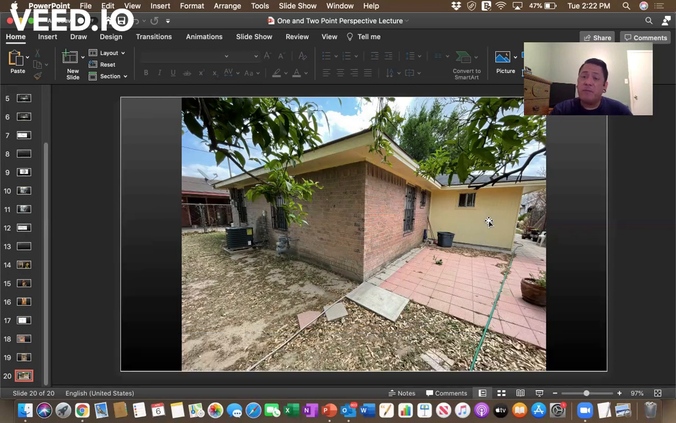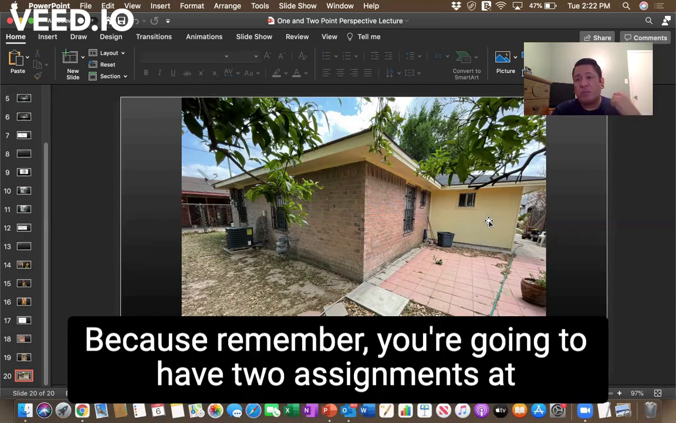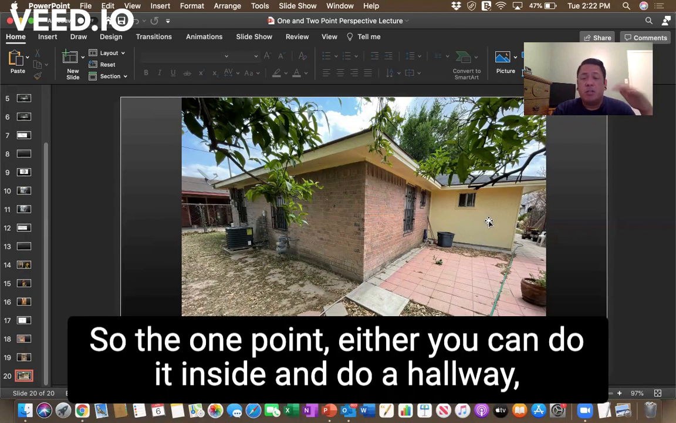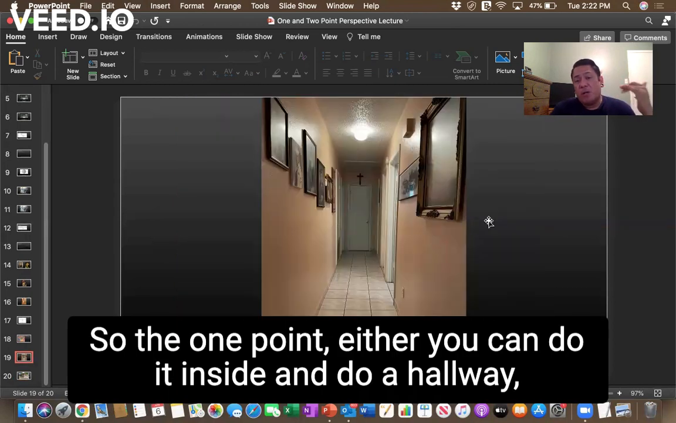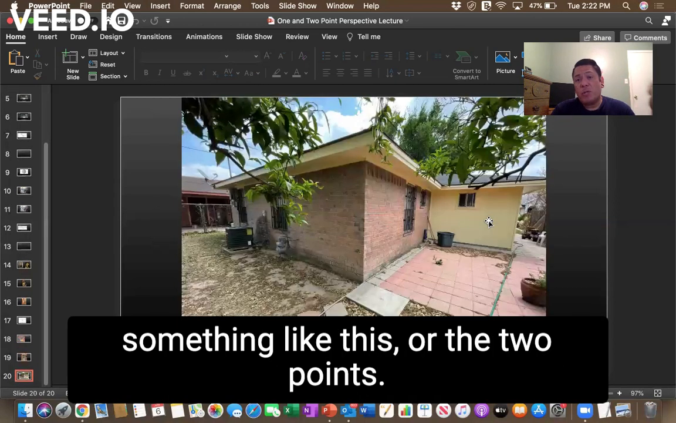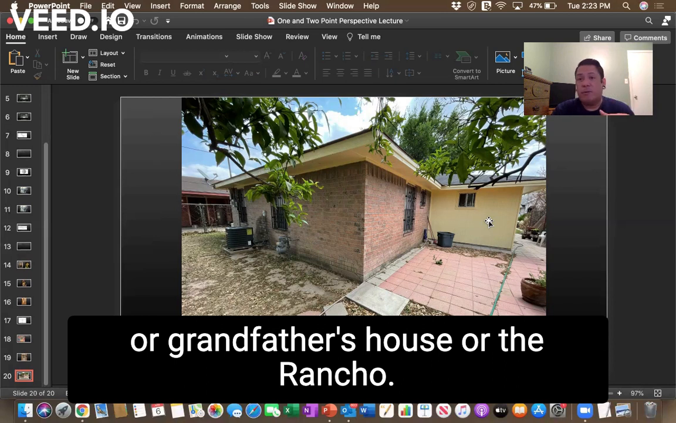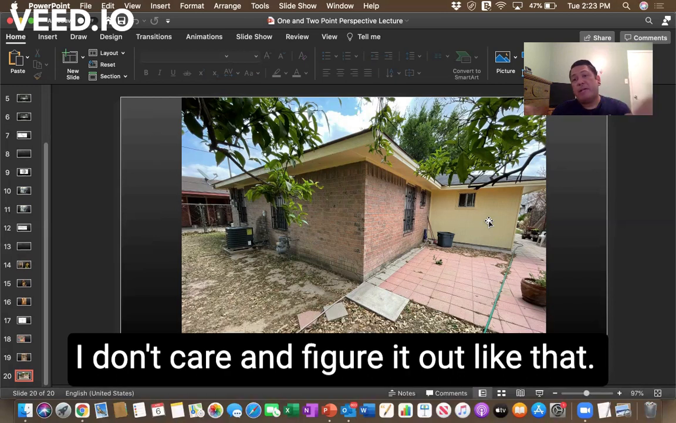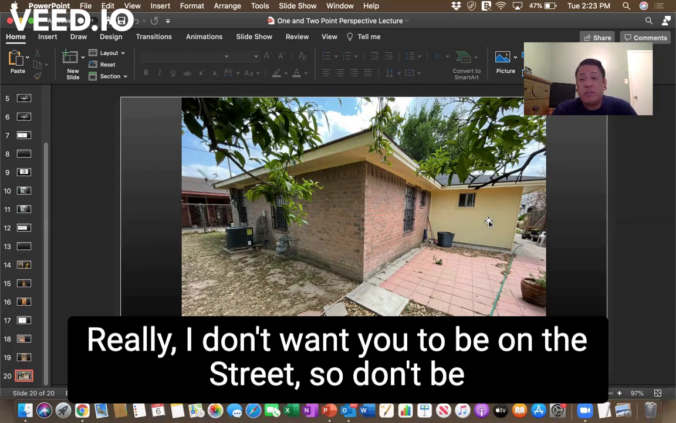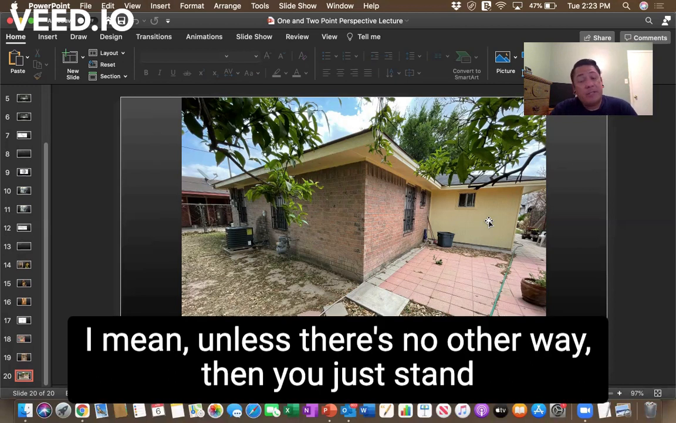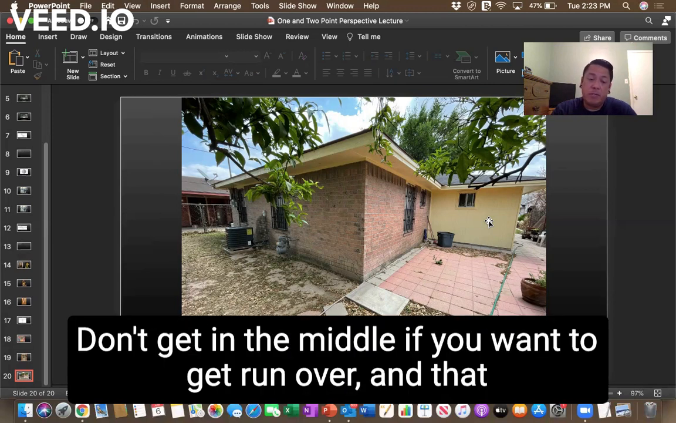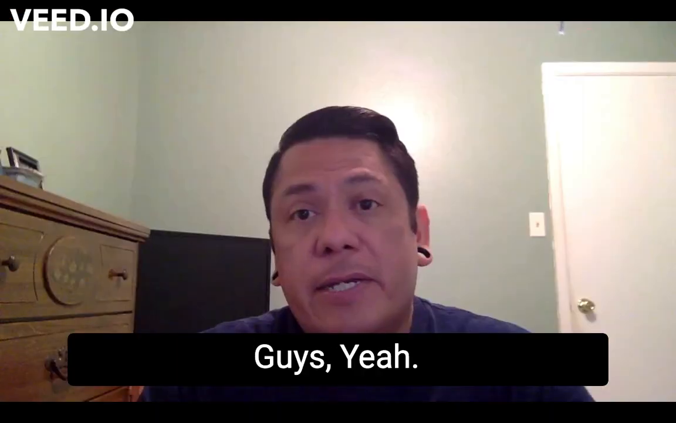You can just do that, because remember, you're going to have 2 assignments, 1 point and 2 point perspectives. So for the 1 point, you can do it inside and do a hallway, something like this, or for the 2 point, you can just go outside your house or your parents' house or your grandfather's house or a rancho, I don't care, and figure it out like that. Really, I don't want you to be on the streets, so don't be doing it on the streets. Unless there's no other way, then you just stand on the side. Don't get too close, don't get in the middle because you don't want to get run over. And that is it, guys.